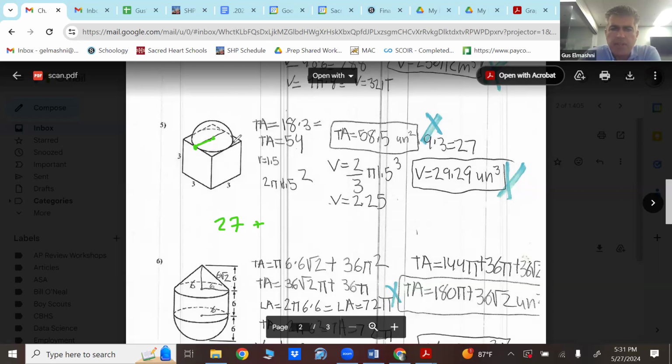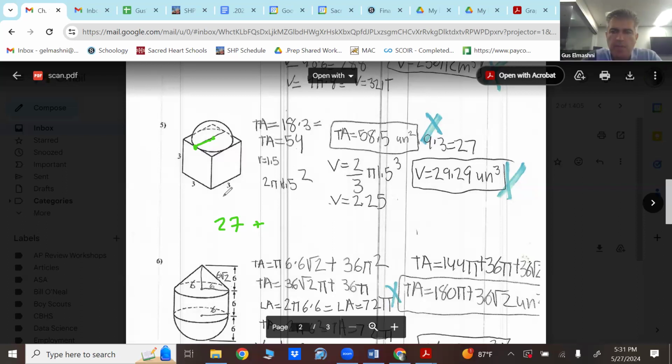Yeah, the line should be easy because you have 27 for the cube, and then you have the radius is 1.5. But how did you miss that? Because you did everything you're supposed to do. I think at first I didn't add pi, and I did the 2 pi r, but I didn't do the circle on the base.